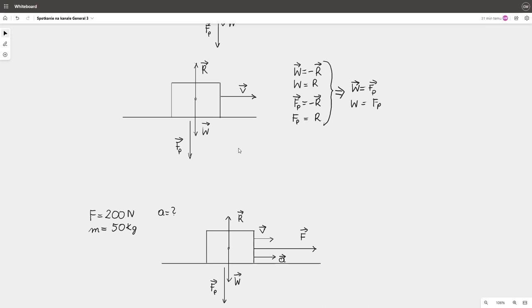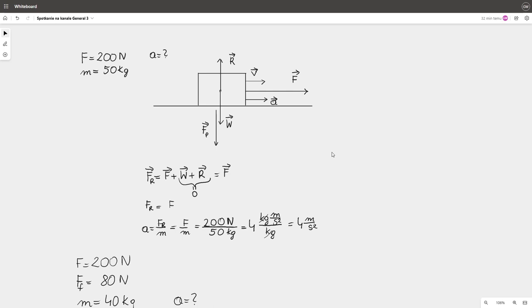The resultant force is equal to 0, so according to Newton's second law of motion, acceleration is equal to 0. It means that velocity vector does not change. The body moves in a uniform rectilinear motion.